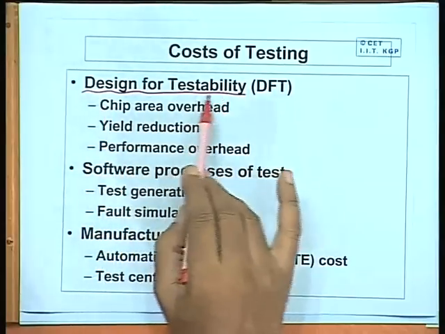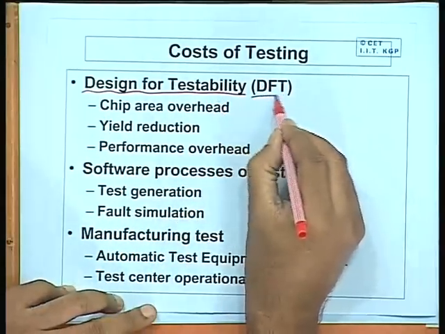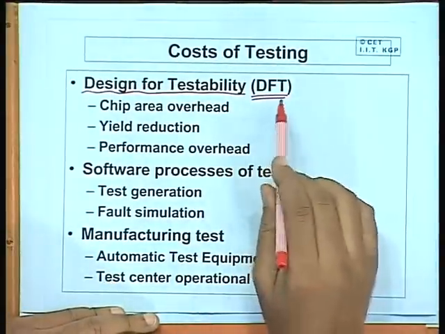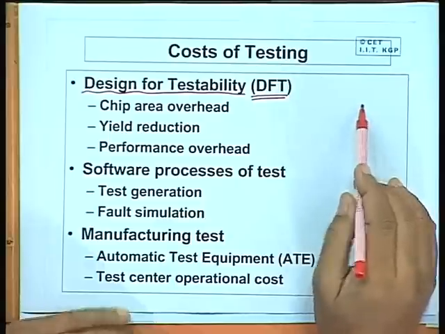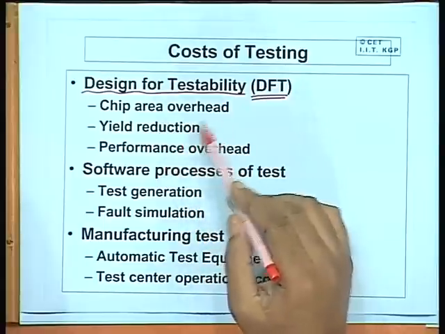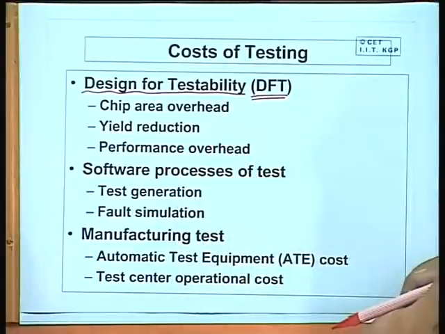So, at the time of design itself, you have to put in some additional effort so that the design will be such that during the testing phase, it will be easier for you to carry out the testing. This in short is called design for testability. These things we will be discussing later. In short, this is called DFT. Now, in DFT actually, we introduce some additional hardware inside the chip with the objective that from the outside world, we can test the chip much more easily.